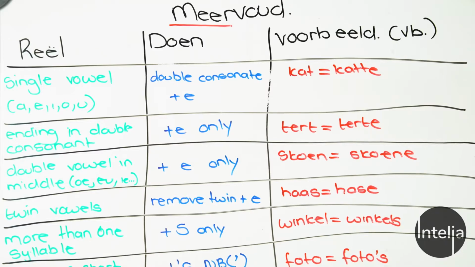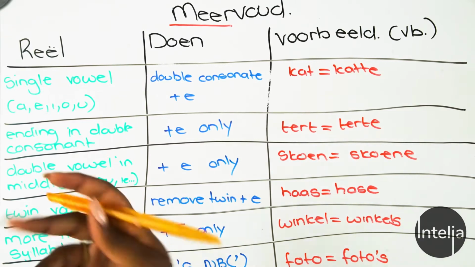I won't be doing any writing today, so that's awesome. Well, for now. Reël means rule, doen means do, voorbeeld means example. So that is Reël, doen, and voorbeeld, and it's divided into these categories. So, rule number 1. The first few rules are the rules you've been learning since primary school, the really basic ones.